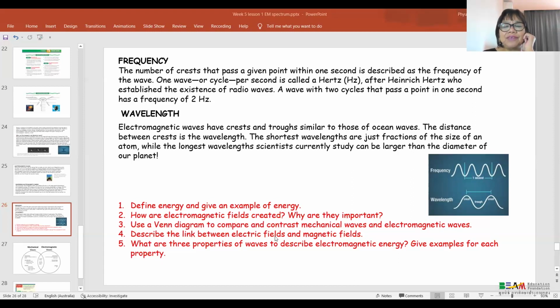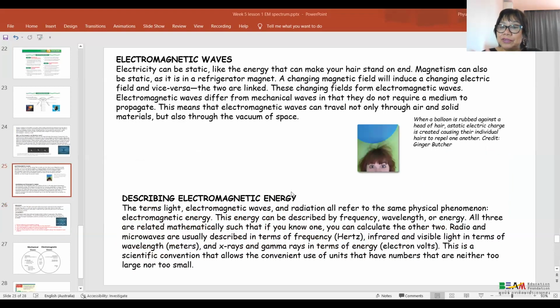Describe the link between electric fields and magnetic fields. What's the link? One is electric and one is magnetic. Very good. They are actually reinforcing each other. From the beginning I said, if there's a changing magnetic field, it can produce an electric field, and if there's an electric field, we can get a magnetic field. Those two are linked, and changing fields form electromagnetic waves.